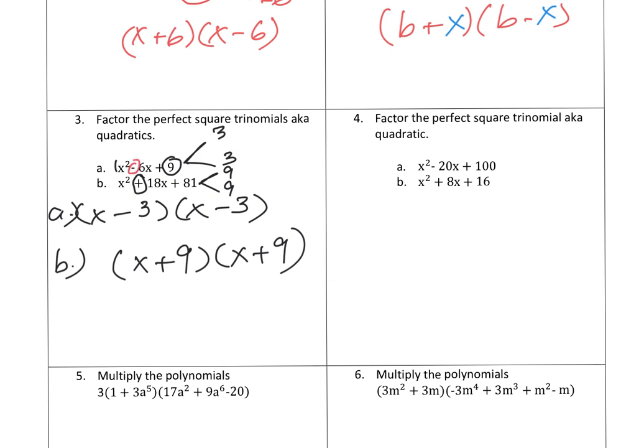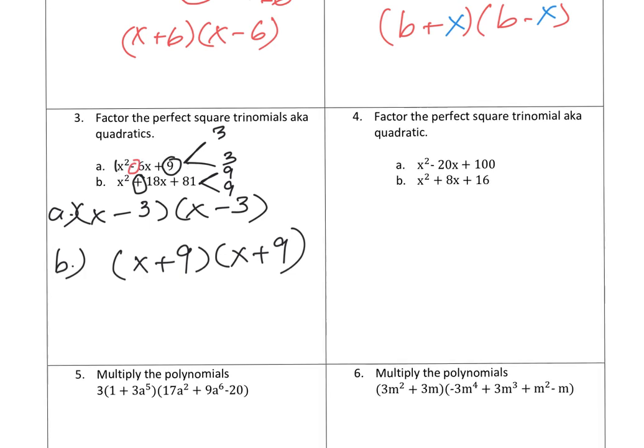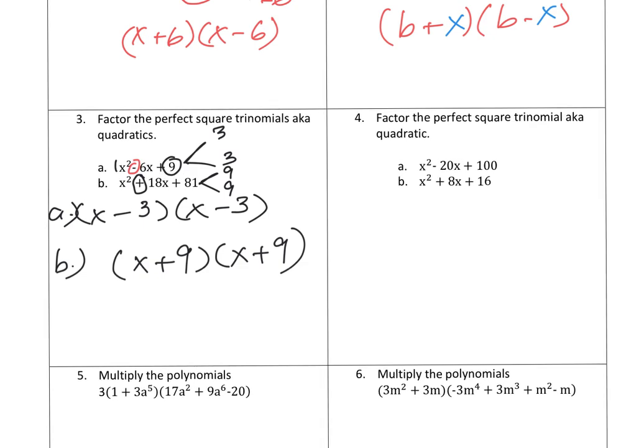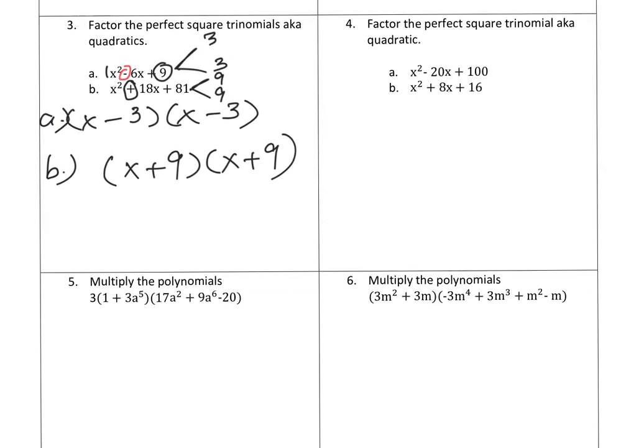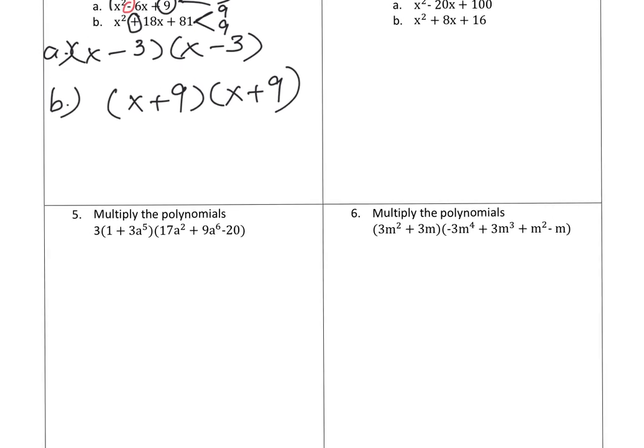Okay? So, moving on, excuse me, sorry. As we move on to number 5, we're going to multiply polynomials together. Disregard this 3 that's in front. That's not what I wanted to have. So what I'm going to do is multiply 1 times 17, times 9, and then times negative 20. So I'll end up with 17a squared plus 9a to the 6th minus 20.